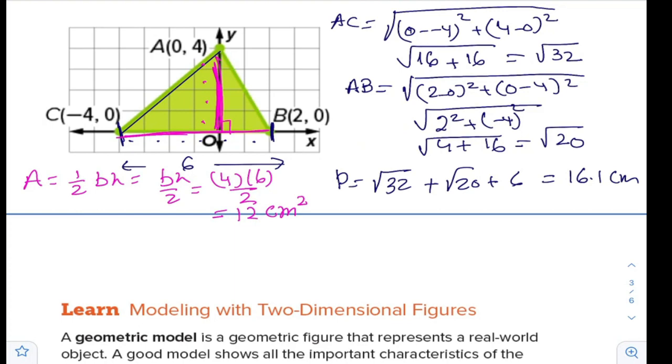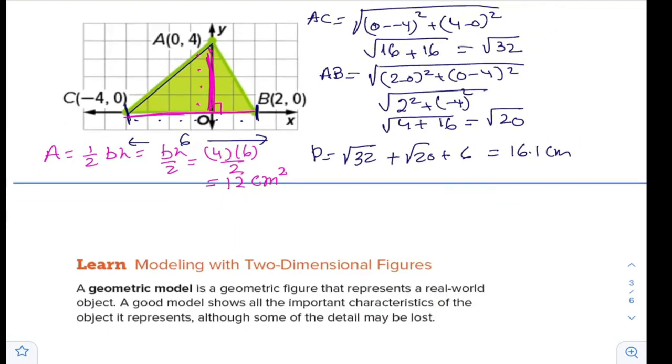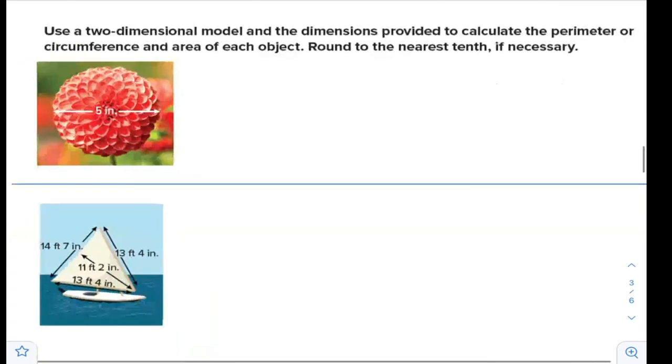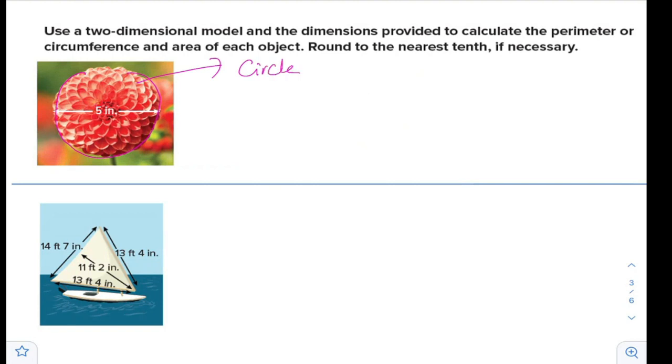Okay, great. Now let's model what we have here in real life application. In real life application, you will find the nearest shape. Of course, here, this looks like the circle. You are asked to find perimeter or circumference, so C is 2 pi r. Is the 5 inches r? Of course, no, it is the diameter. So you can use also this formula. So you can say pi times 5.